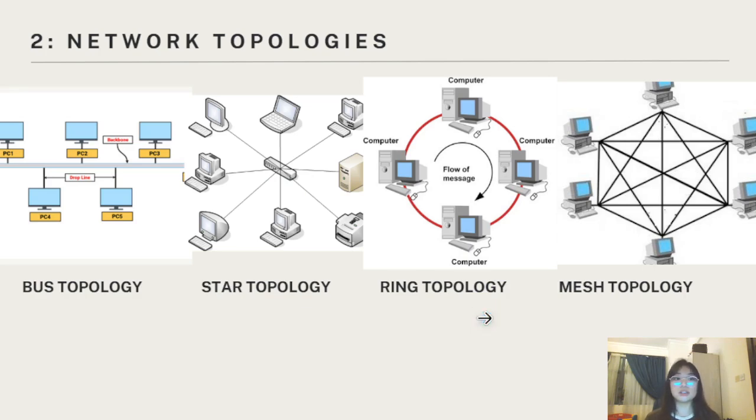So ring topology happens when devices form a circular connection that passes data around the ring. So if one device fails, it can disrupt the entire network. And lastly, the mesh topology, which happens when every device connects to multiple others, providing high redundancy and reliability, but it's more complex and more costly.